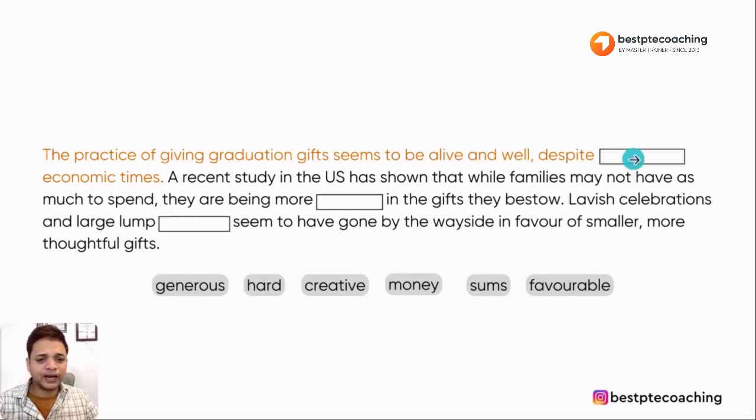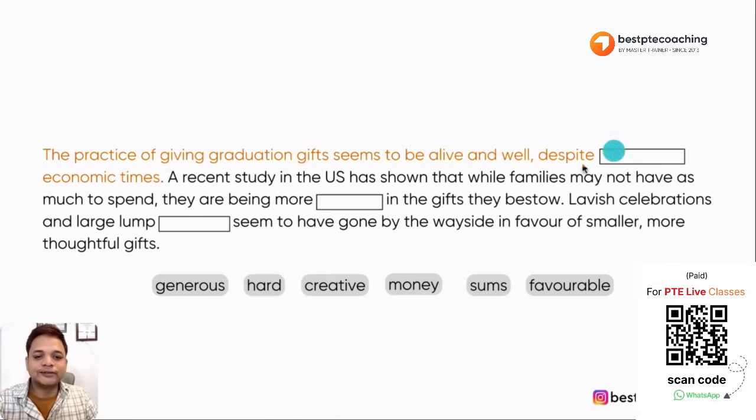So despite blank economic times, economic is there, and then despite is a contradictory word, right? So here on the left of despite, we have what? The practice of giving graduation gifts seems to be alive and well, which is a positive statement, right? After a positive statement, we have a contradiction word, which is despite, right? Then there should be a negative word. So I will look for the negative things in the list, right?